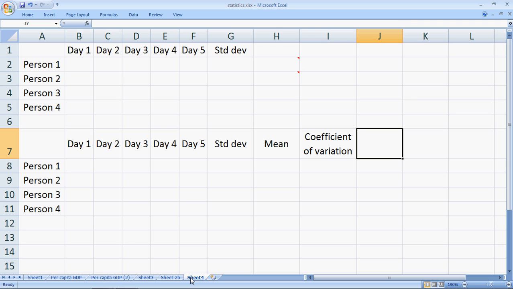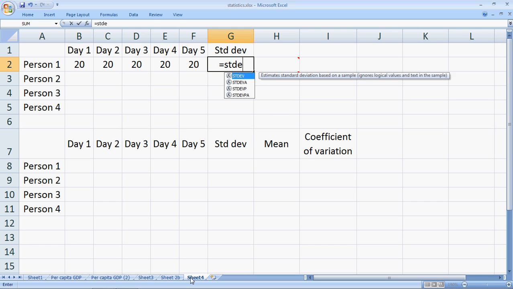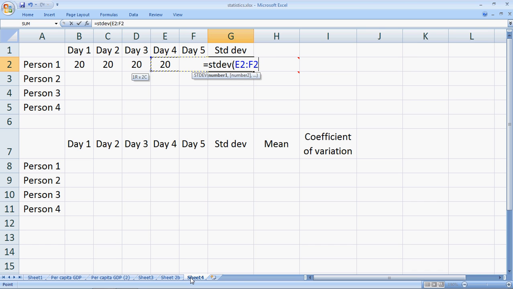Now we have the data of four people, person 1 to person 4, and they make, let's say, chairs on some random 5 days. So person 1 makes 20 chairs every day. He's a very methodical, very process-oriented person, making exactly 20 chairs every day. The standard deviation for this person would, of course, be 0, because there's absolutely no variation in the data.